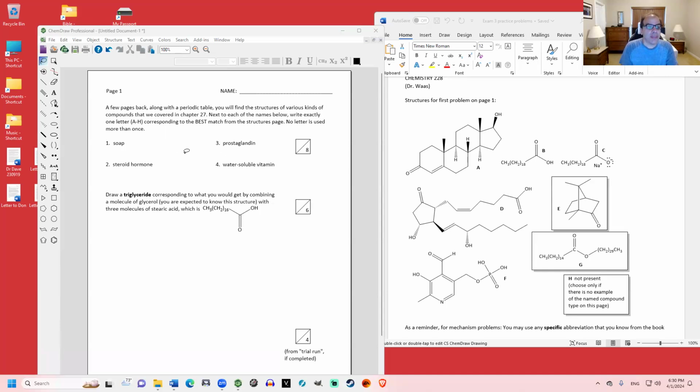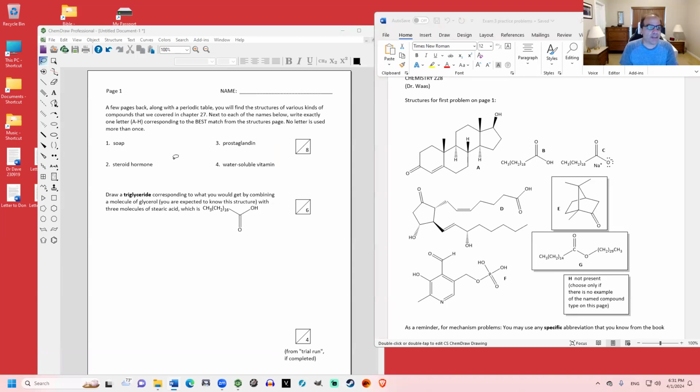In this one, we have some matching to do relevant to chapter 27. And so we have to take a look. Sorry, I have to turn off chat for a moment. Otherwise, we can't see this page. So here's the structures we're given, and I would expect all of these to be structures that you could identify from chapter 27.